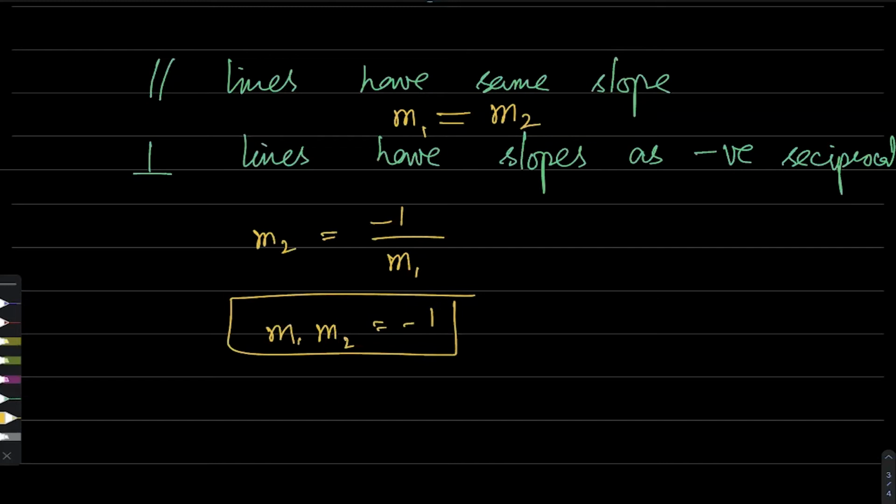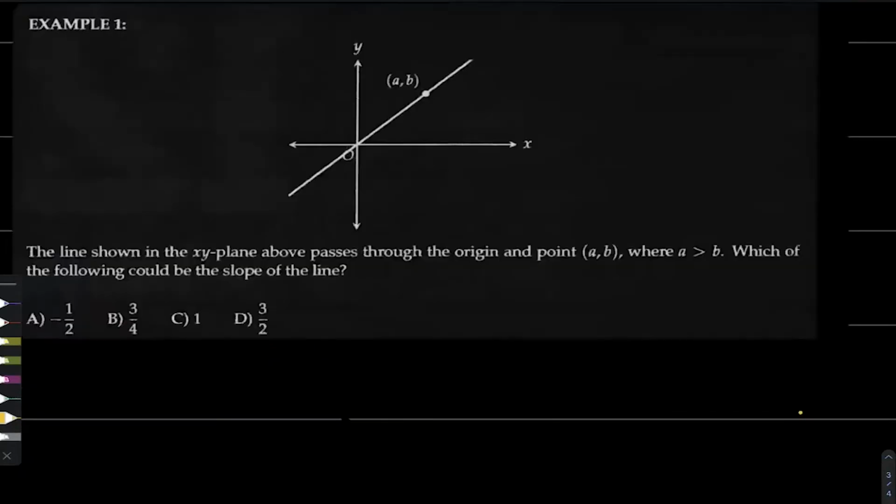For parallel lines, their slopes are equal. And for perpendicular lines, their slopes are negative reciprocal. That is something that really helps us out in many questions in SAT. So it says the line shown above passes through the origin. So it passes through the region, which means it has a point (0, 0) on it. And point (A, B). It also goes through (A, B), where x is A and y is B, obviously. So far, so good.